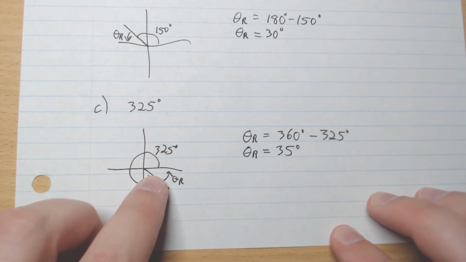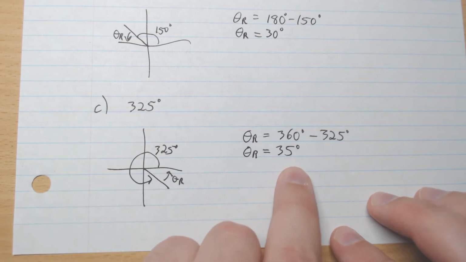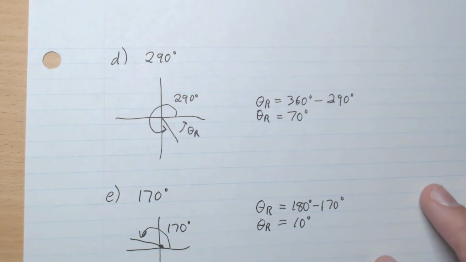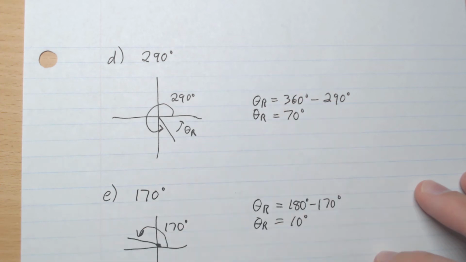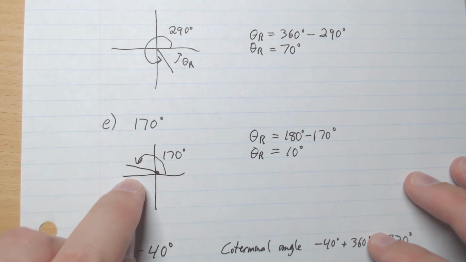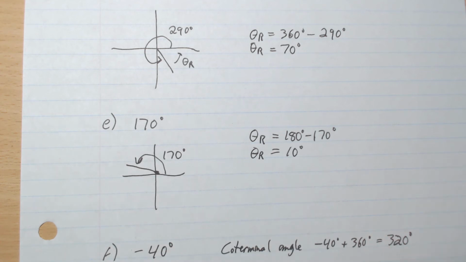C, 325 like that, this is our reference angle, so it's 360 minus 325, which gives 35 degrees. D, 290 like this is our reference angle, so it's 360 minus 290, which gives 70. E, 170, this is our reference angle here, so 180 minus 170 gives 10, like that.